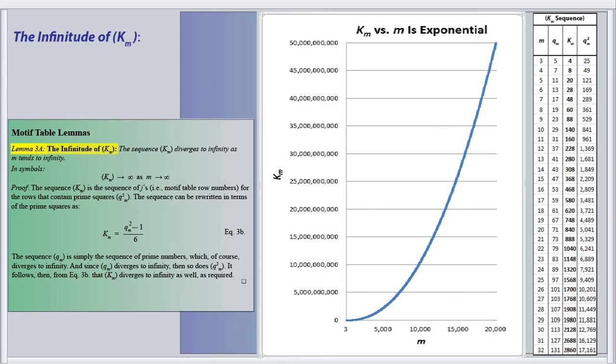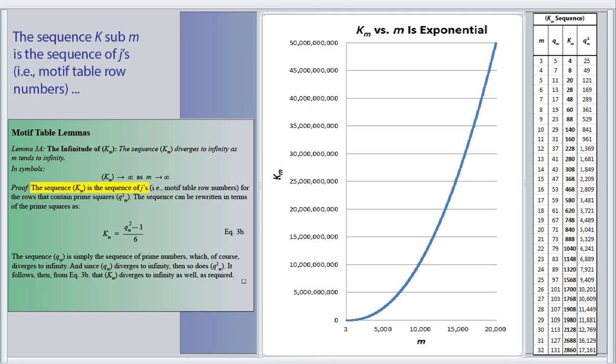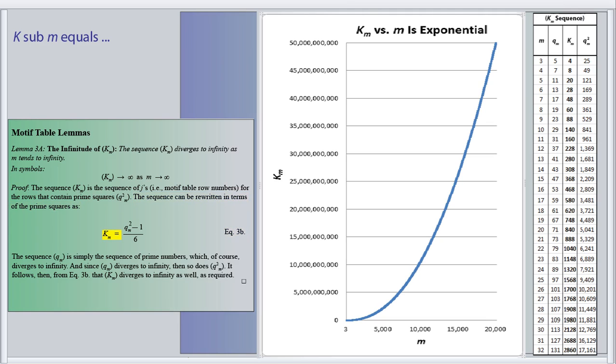Lemma 3a, the infinitude of k. The sequence k sub m diverges to infinity as m tends to infinity. Proof: the sequence k sub m is a sequence of j's, that is, motif table row numbers for the rows that contain prime squares, that is, q squared sub m. The sequence can be rewritten in terms of the prime squares as equation 3b, k sub m equals q squared sub m minus 1, the quantity, over 6.